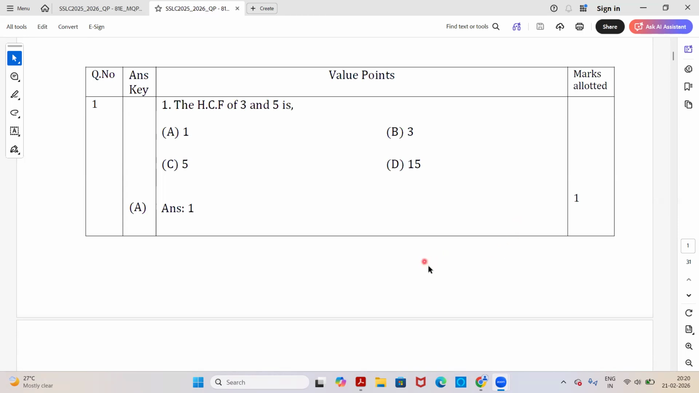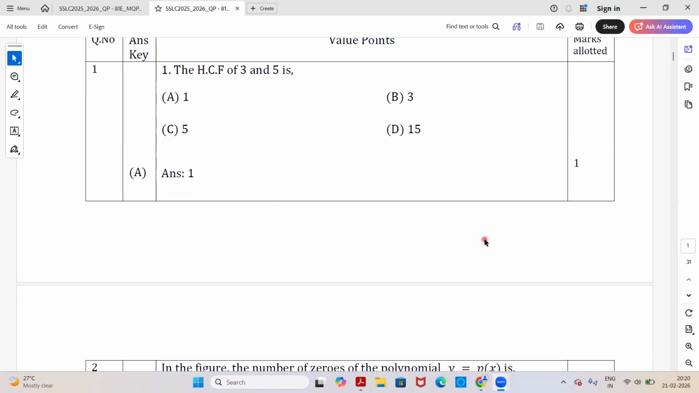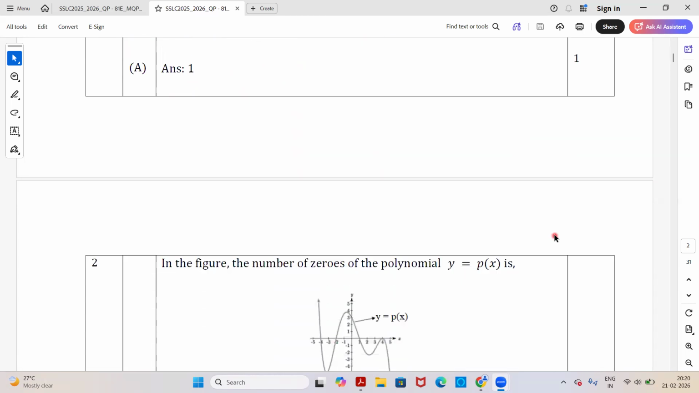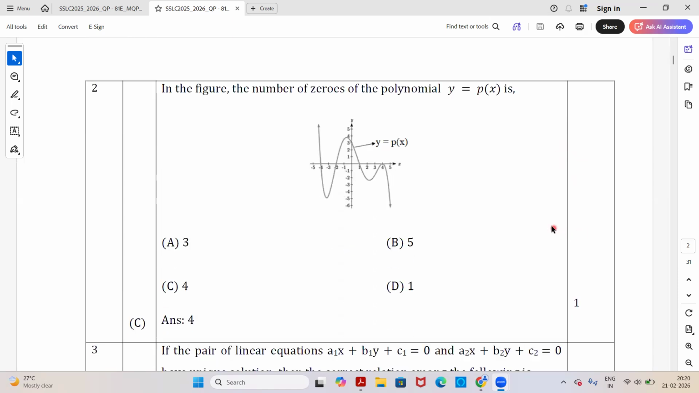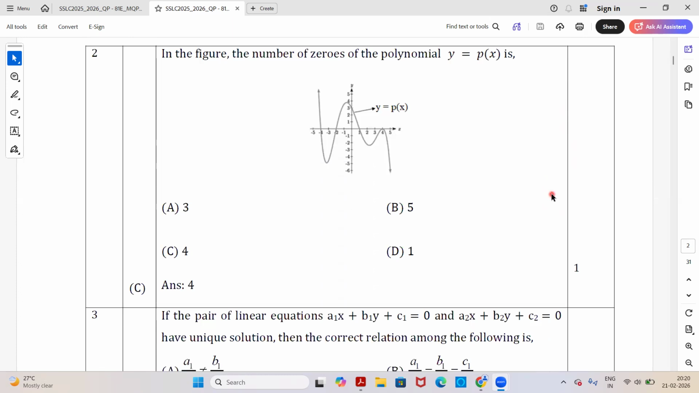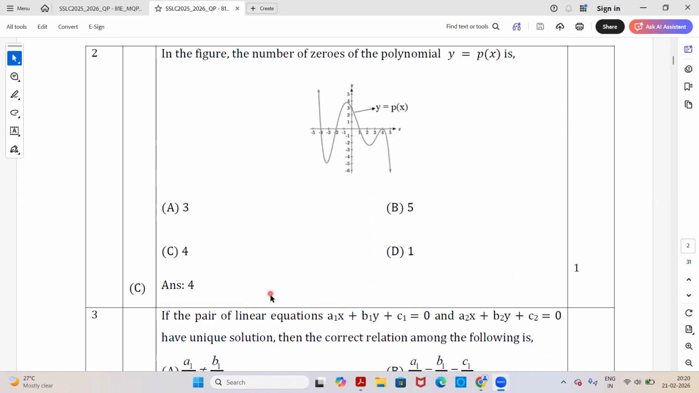So let's start. We have first main over here, multiple choice question. The HCF of 3 and 5 is answer 1. Okay, option A, 1. So I'll quickly share the answers with you all wherever necessary. You can pause it or you can take the screenshot of the video and you can have a glance of it. So this is the second question and answer is option C, answer 4. Option C, 4 is the right answer and it is for 1 mark.